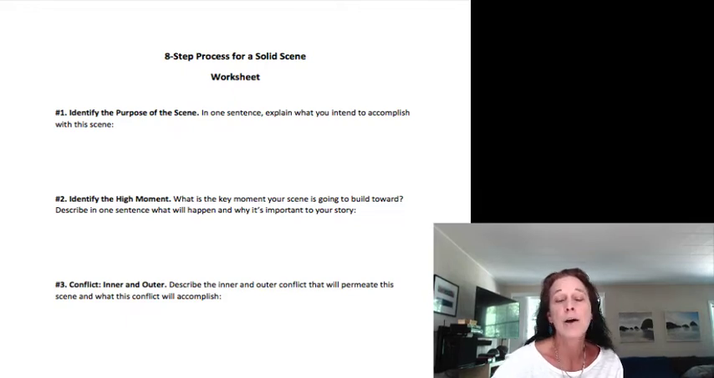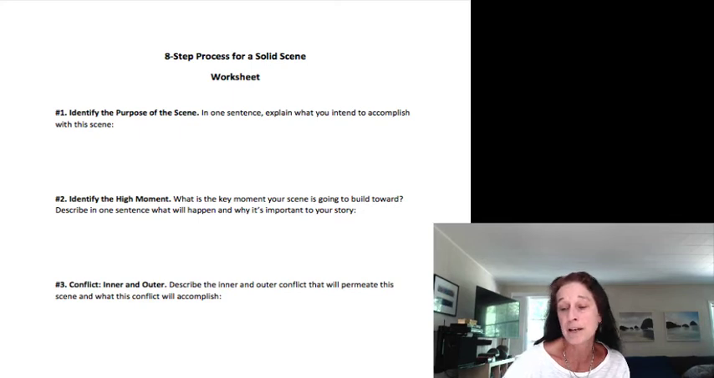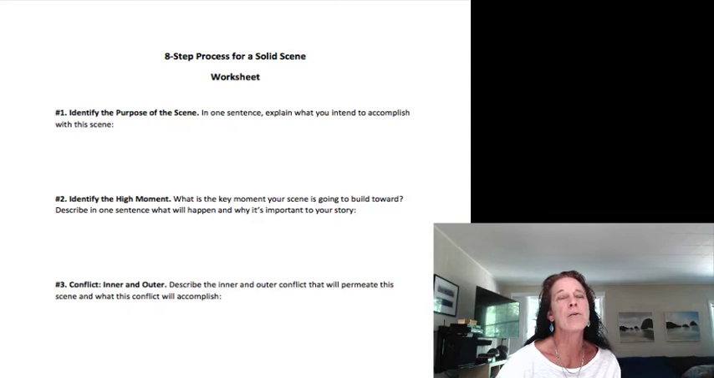for my book, but it's also the key or high moment for my scene, which brings me to step number 2. Identify the high moment. What is the key moment your scene is going to build toward? Describe in one sentence what will happen and why it's important to your story. Okay, so I've got this scene. My old fisherman needs to find this baby in the trunk that's floating in his fishing nets in the bay after a storm. That's my high moment.